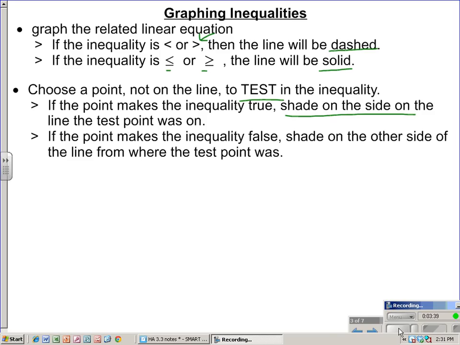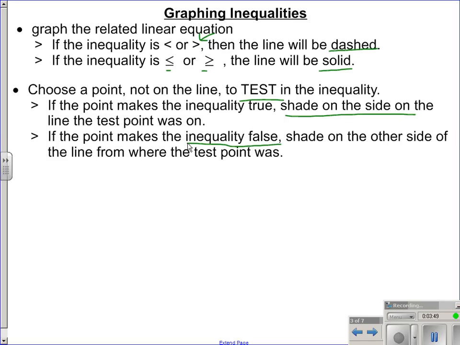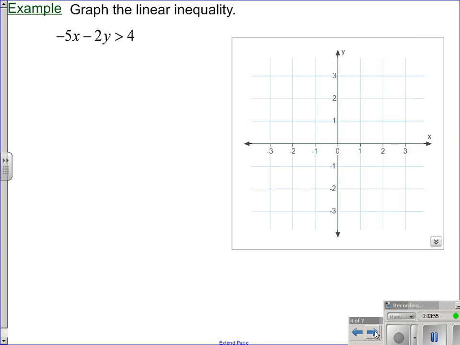Pick a point, test it. If it makes the inequality true, whatever side of the line that point is on, that's the side you shade. If that point you tested makes the inequality false, whatever side of that line the point was on, you're going to shade on the other side. So let's do this problem as an example.